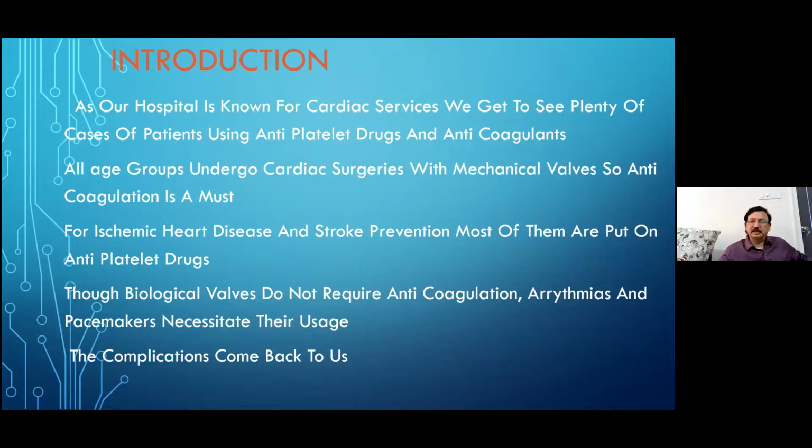Either they have mechanical valves, where anticoagulation is a must, or for ischemic heart disease and stroke prevention most of them are put on antiplatelet drugs. Though biological valves do not require anticoagulation, arrhythmias and pacemakers necessitate their usage. These complications come back to us, so we have to deal with them. Those patients come to the cardiologist, and cardiologists in turn refer them to us.